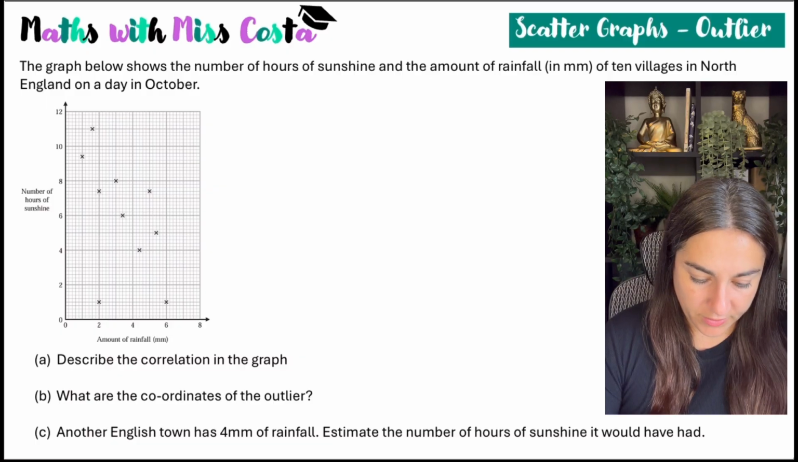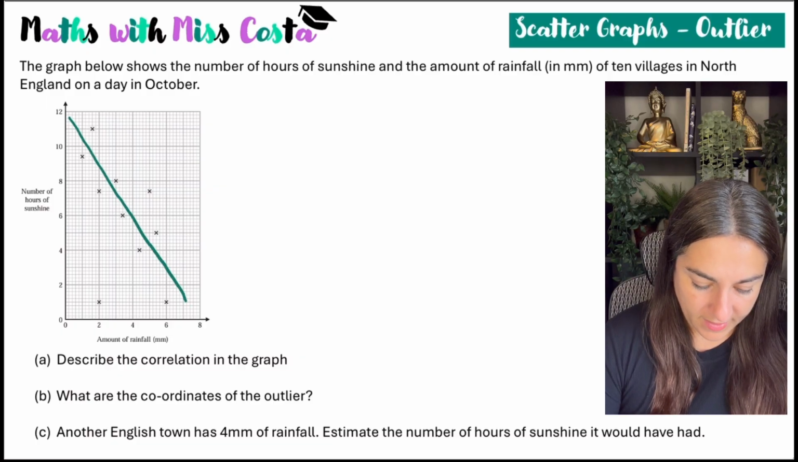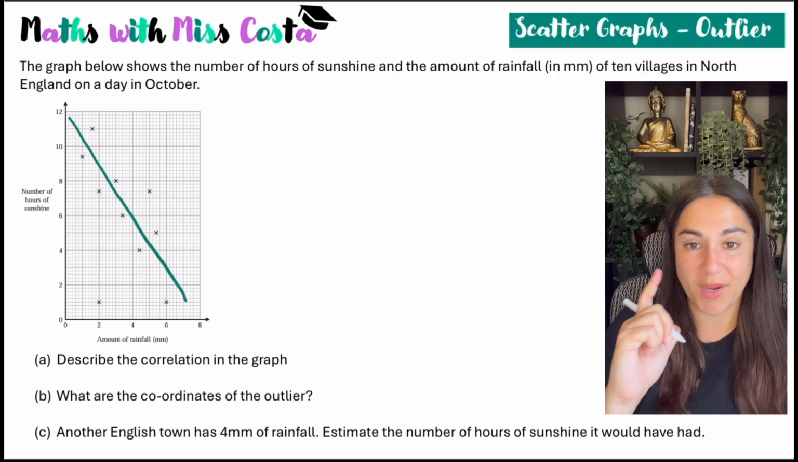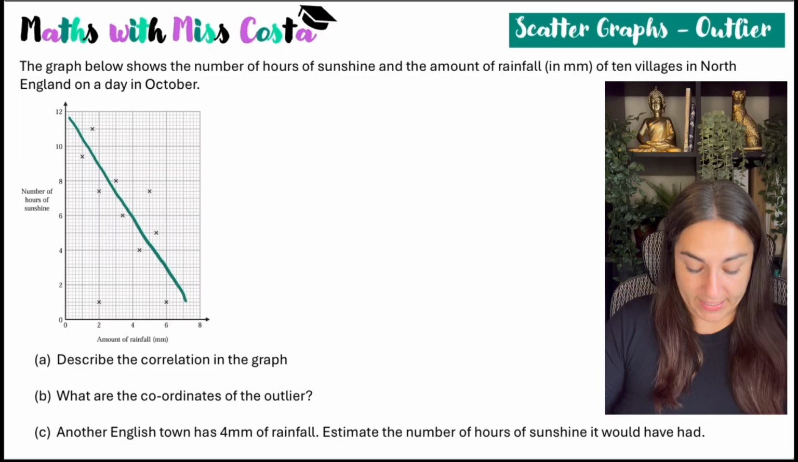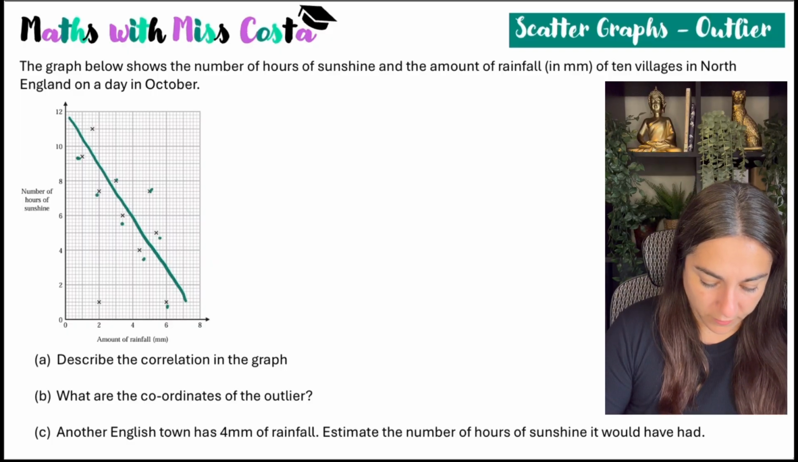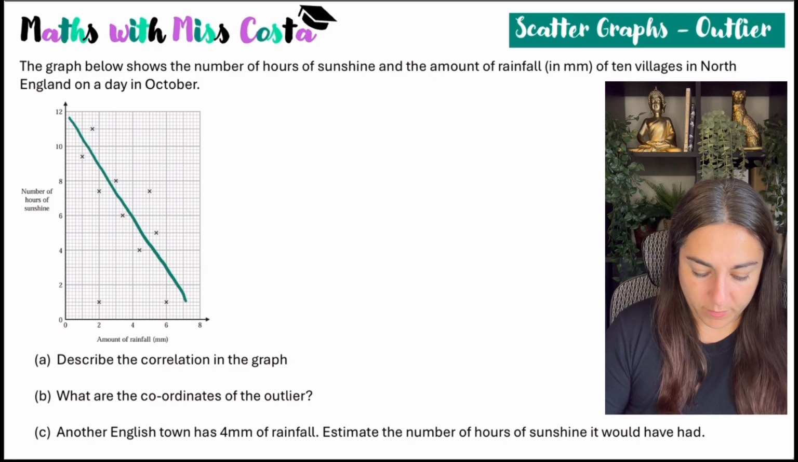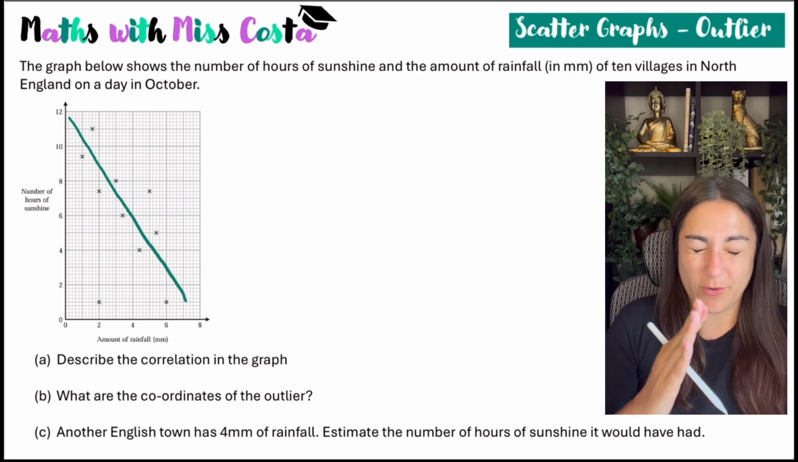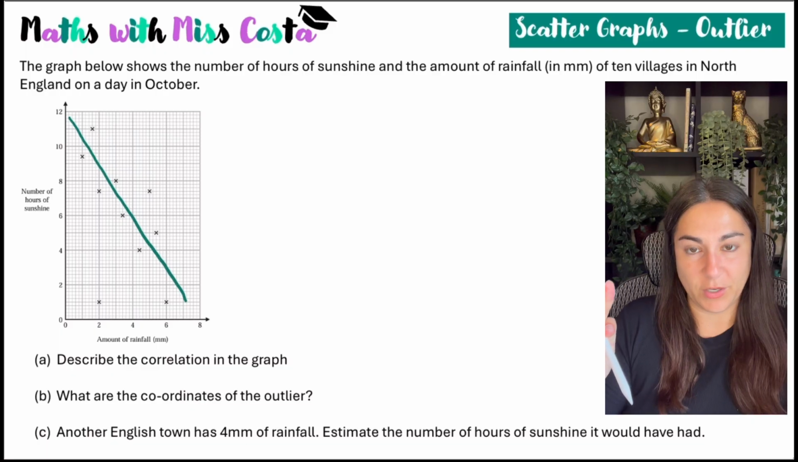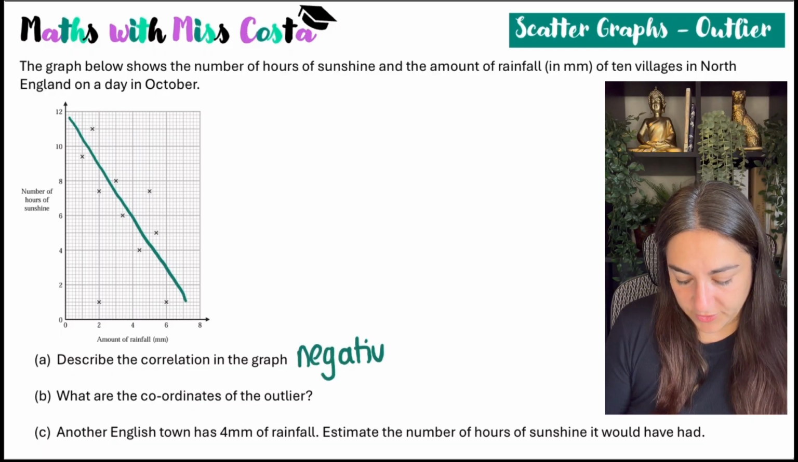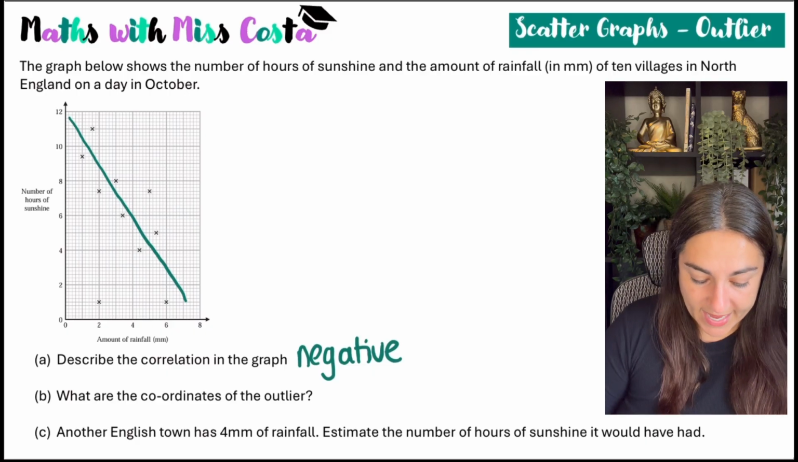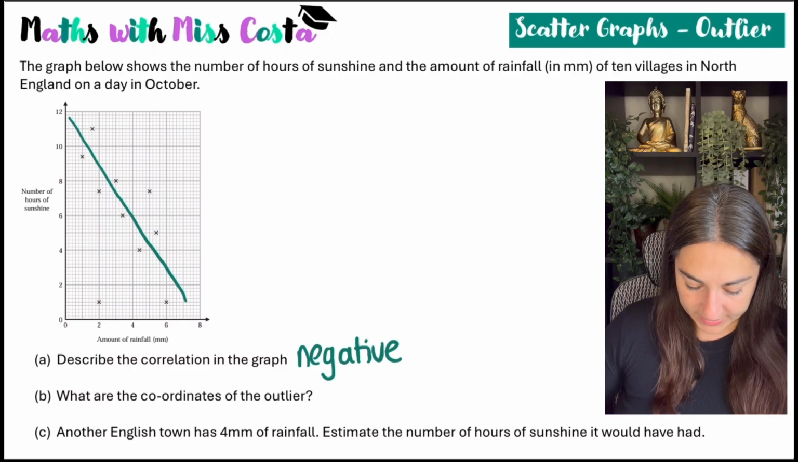It's going to look something like this. You just want it to go through as many points as it can, so have roughly the same amount of points above as below the line. So I've got 1, 2, 3, 4, 5, 1, 2, 3, 4. And I'm going to explain why I've ignored one of the points in a bit. So you're looking for a trend. Almost if you squint your eyes, what's the pattern that you can see? And that's how you draw the line. So this is a negative correlation because the line is going downwards. As the number of hours of sunshine decreases, the amount of rainfall increases.